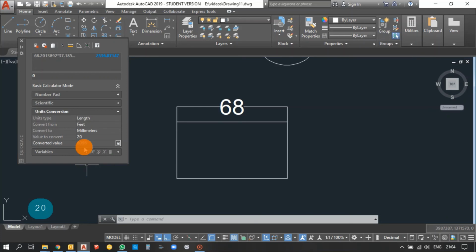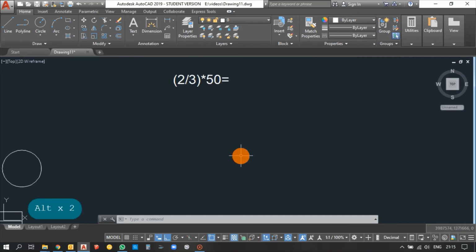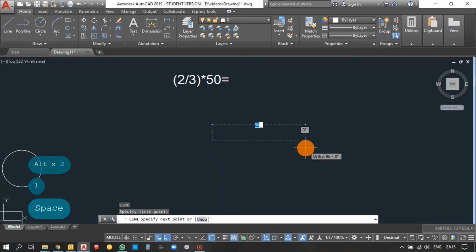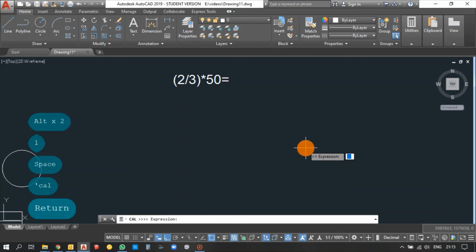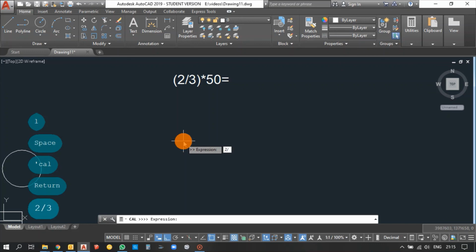We can use this conversion option for length, area, volume, angle, anything. This is quite important for a conversion process. Let's cross check with these two commands now. Line, enter, specify a point, and the expression I want to give: cal enter, and the expression is 2 divided by 3 into 50. Enter.